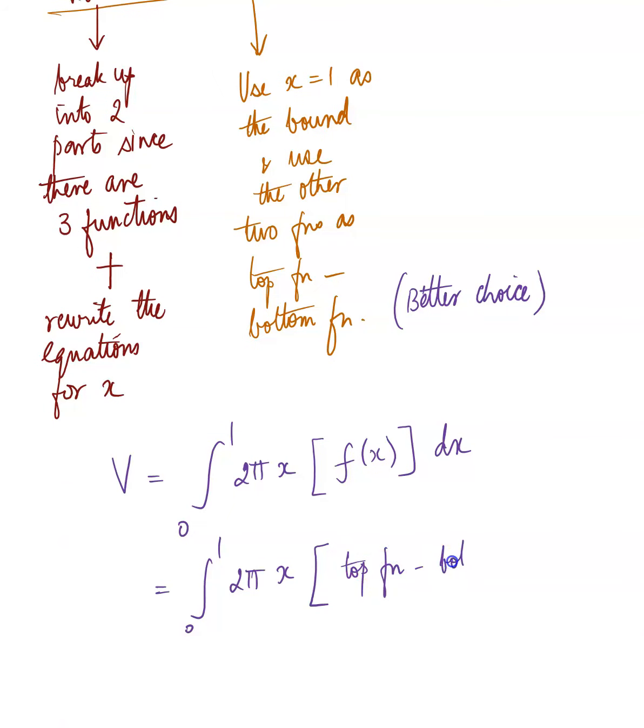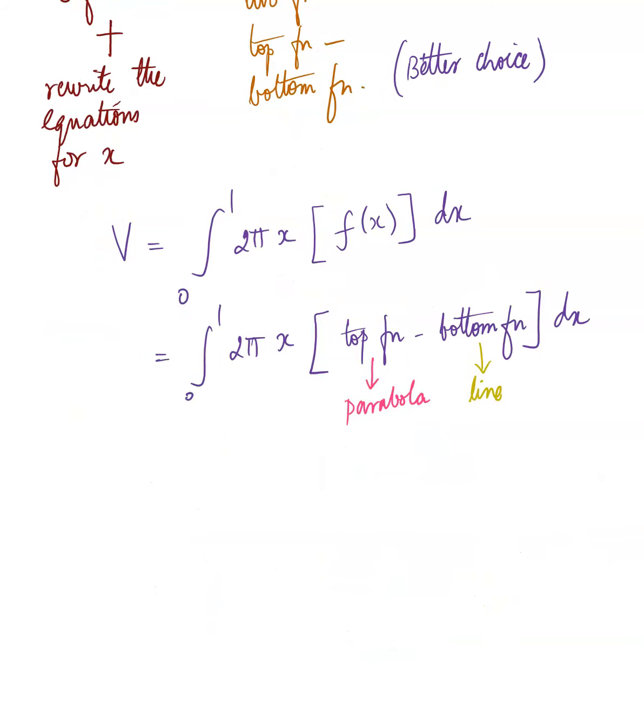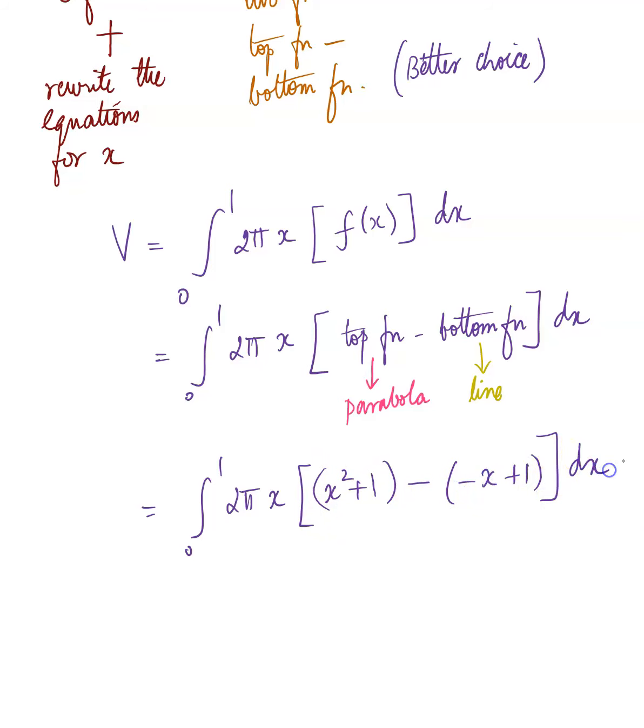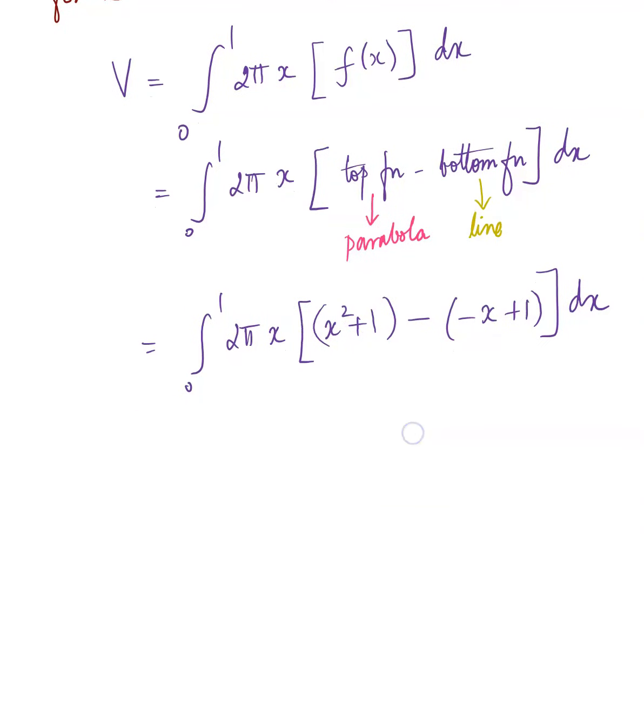Top function, and that will be the parabola, and this is the line, the green line, not the blue line. Blue serves as the bound. And that will be x squared plus 1 minus negative x plus 1. Again, the good news is that we don't have to rewrite your given function in any other way because it's already with respect to x.